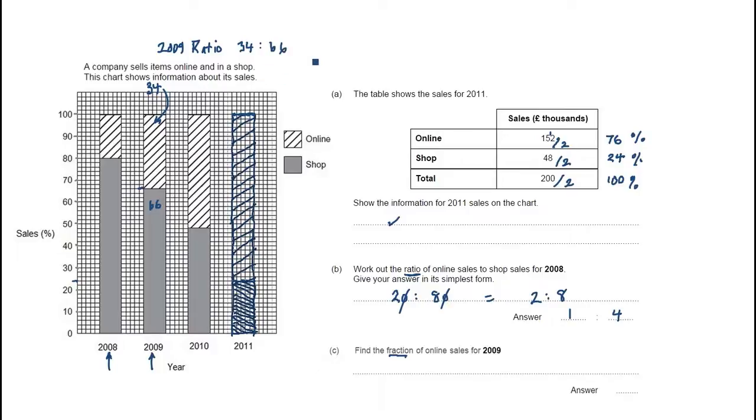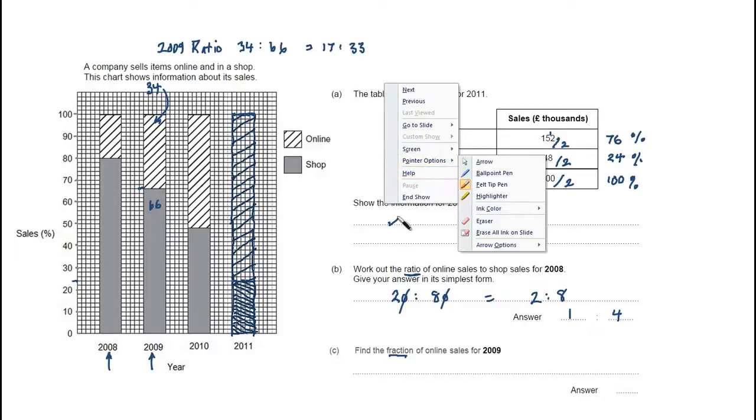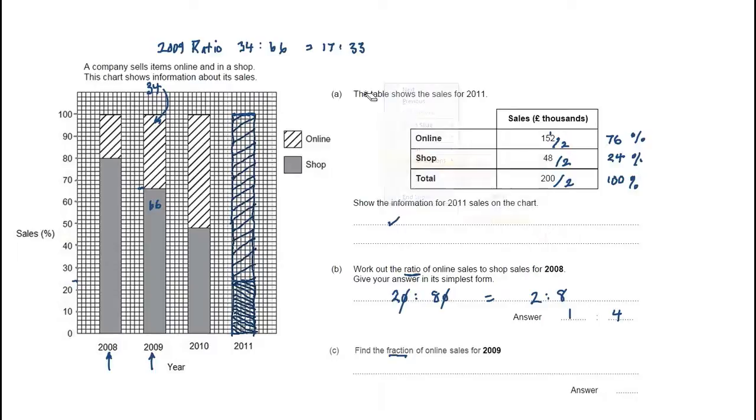which we would simplify then. Now what would divide into both, well, definitely 2, so we can get that straight down to 17 to 33, and that's as far as we can get. It's a bit messy, let's just tidy this up a little bit. Okay, so that's our ratio, but it doesn't ask us for a ratio, it asks us for a fraction.